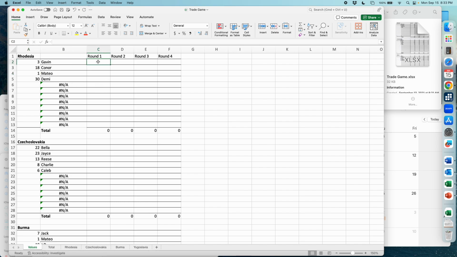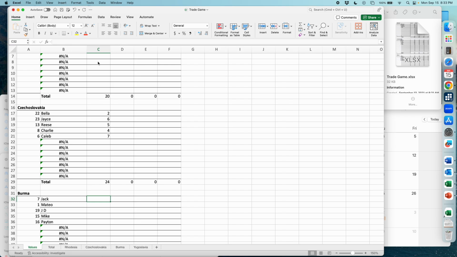I basically say, look at what you have and tell me how it makes you feel, scale of 0 to 10. So suppose Gavin's going to say a 4. Most students give you some initial rating somewhere in the middle, 4, 5, 6, or 7, right? Connor, maybe he got the can of bubbles and maybe he doesn't like them, so we'll give him a 1. Mateo, happy-ish, gets a 7. Demi's real excited, maybe an 8. Go down here, Czechoslovakia, Bella, maybe she's a little bummed, a 2. Jace gets a 6. Reese starts out at 5. Charlie starts out at a 4, and Caleb is at a 7, let's say.